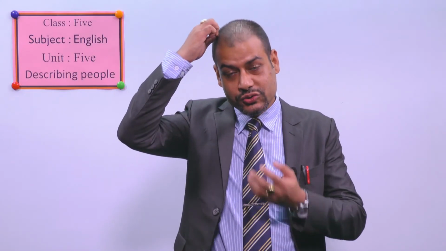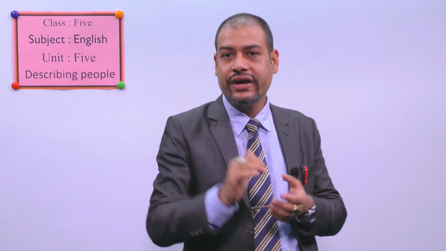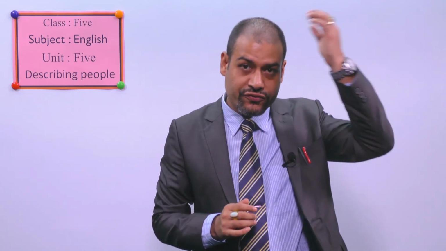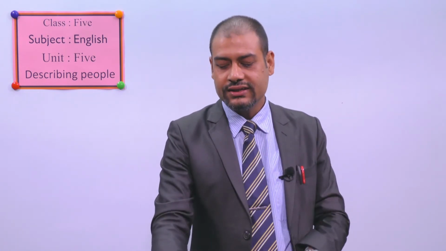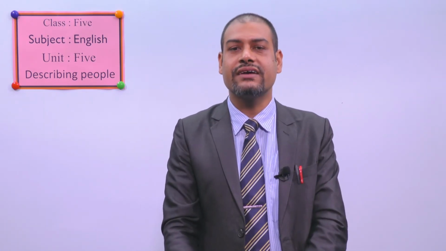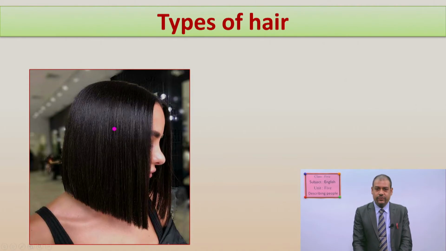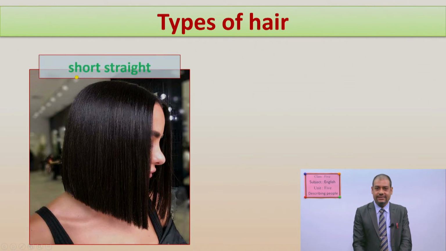Okay, then now types of hair. I have already asked you what type of hair do I have, what type of hairstyle you have, what type of hairstyle does your father have, such things we have to describe. So for that one, these words are used to describe our hair. So can you tell me what type of hairstyle is this one? Now check. It is short, straight, very straight, okay, and short. This type of hair is described as short, straight hair.